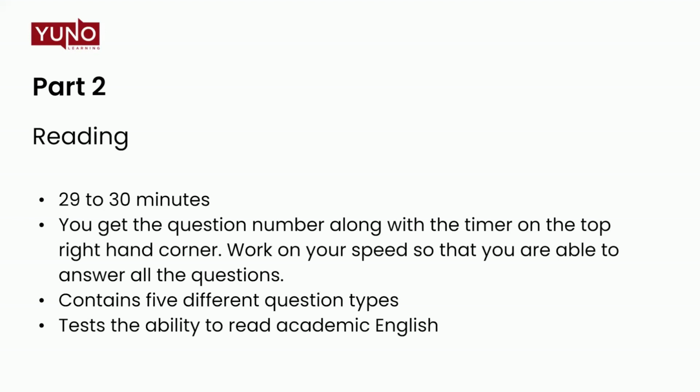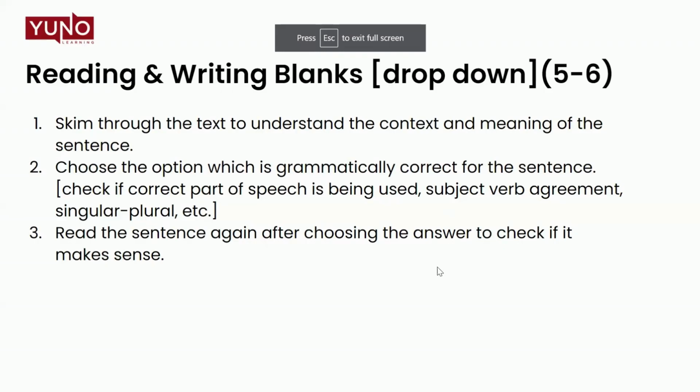So you get the question number along with the timer on the top right-hand corner. So work on your speed so that you're able to answer all the questions. And this tests the ability to read academic English. So be in the habit of reading a lot of academic journals so that you're familiar with that kind of vocabulary. The first question type in this part is reading and writing blanks.